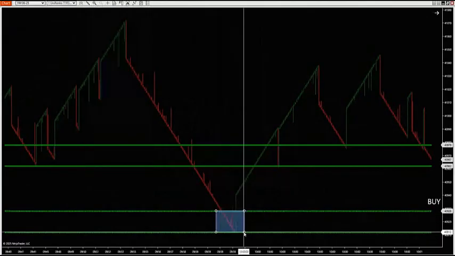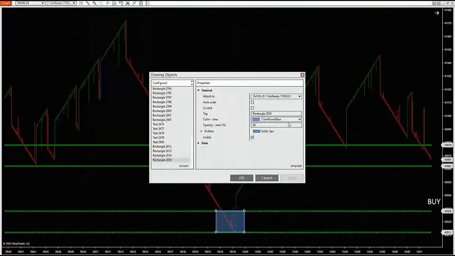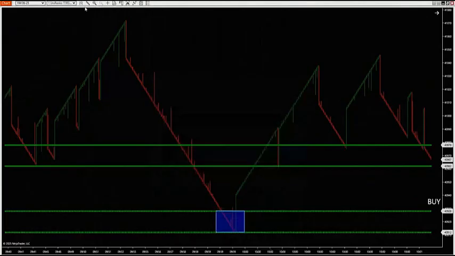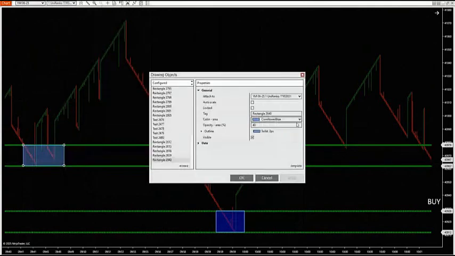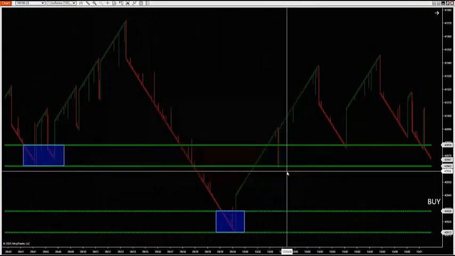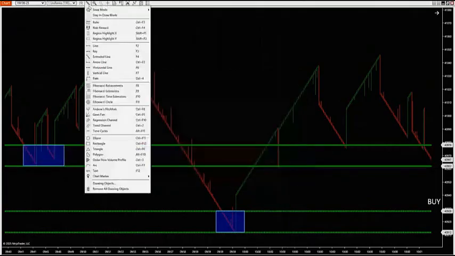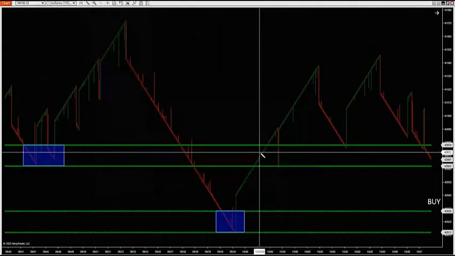That's a nice buy zone, and the market gives a nice big move up to the upside. Here's another buy zone. Comes right down to it. Market moves to the upside. So you can see, no matter what market you trade, it's still the same zones. Buy zone here, big trade on the YM.